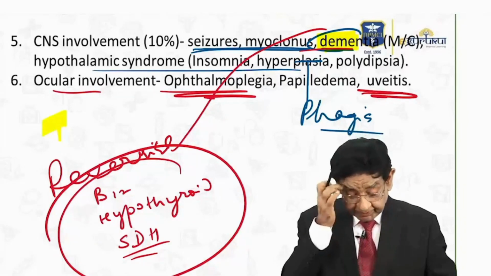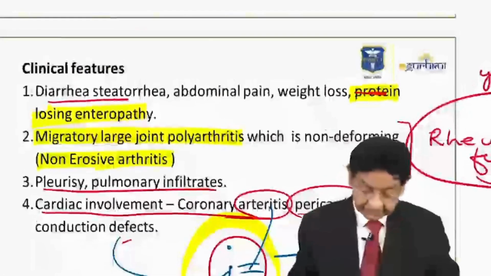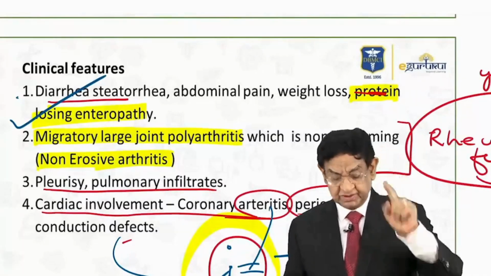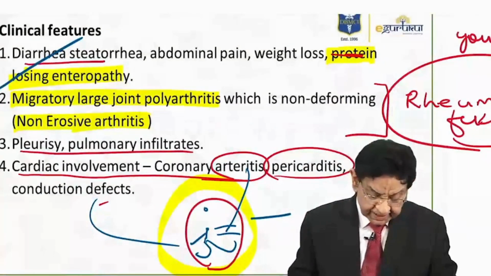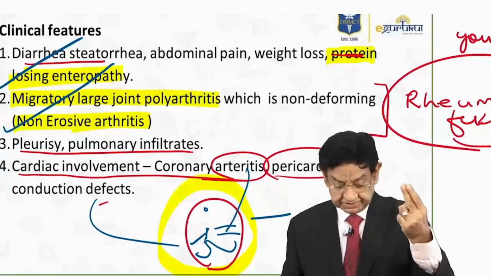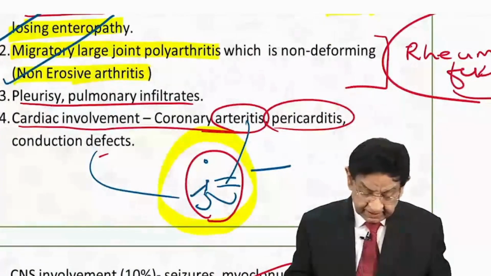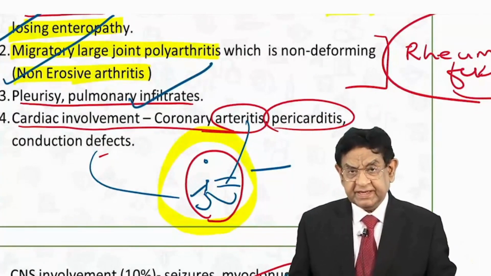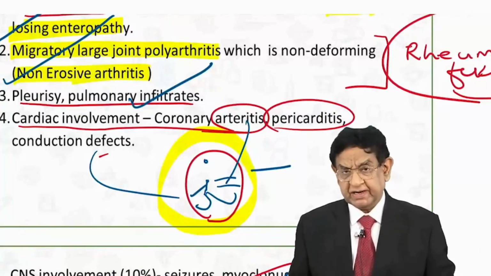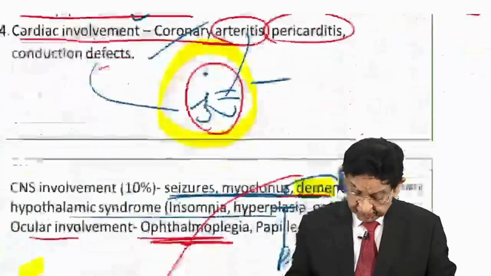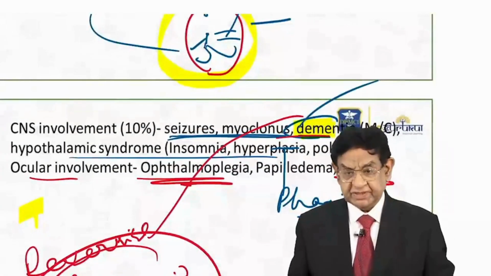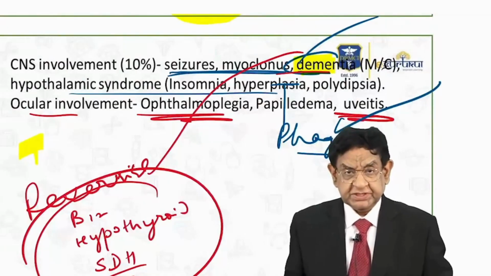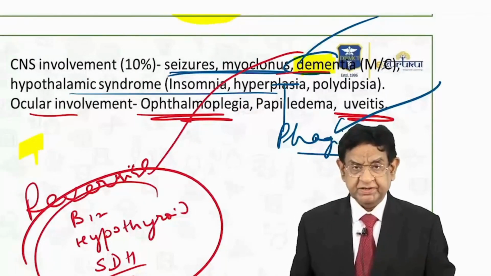So a quick recap, all you have to remember: number one is diarrhea, protein losing enteropathy is the first keyword. Migratory non-erosive arthritis. There can be pulmonary infiltrate. There can be coronary arteritis, pericarditis or conduction defect. Fourth. Fifth is reversible dementia. Sixth is uveitis. So there are 6 keywords to be remembered in this particular section.